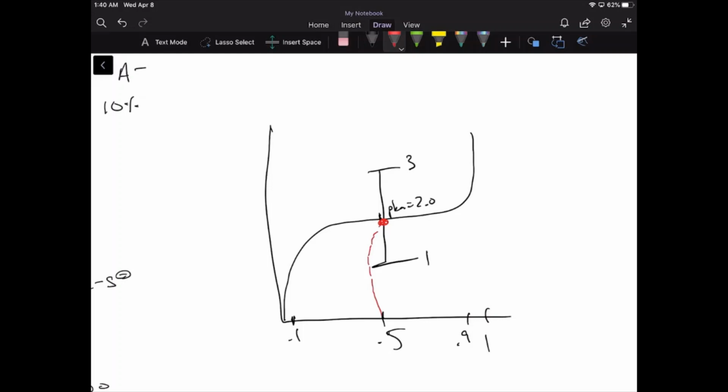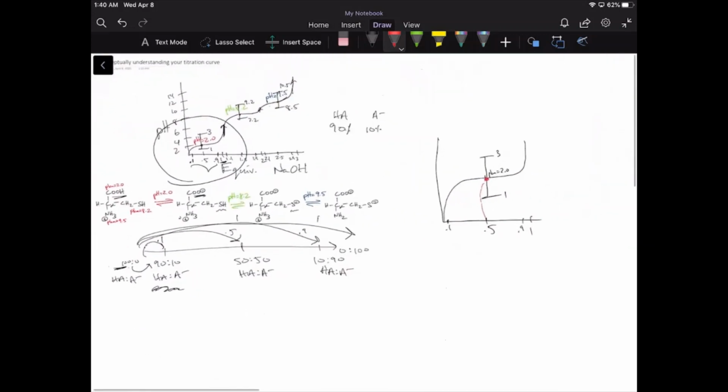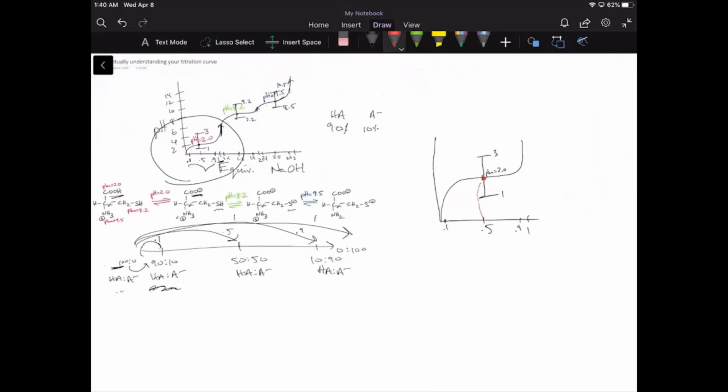Now, let me ask you this question. If I go back to my illustration over here, and I just want to get to the beginning of my good buffering region, so I added 0.1 of an equivalence. Well, if I add 0.1 of an equivalence, that means I'm going to get that 90 to 10 ratio, or that 10 to 1 ratio of weak acid to conjugate base. And when I have a 10 to 1 ratio of weak acid to conjugate base, what will my pH be in relation to my pKa? Well, remember the Henderson-Hasselbalch equation.